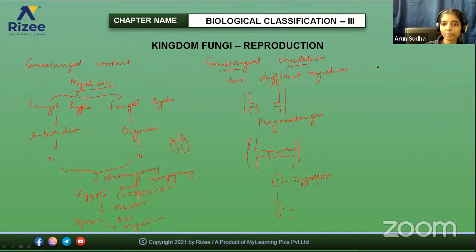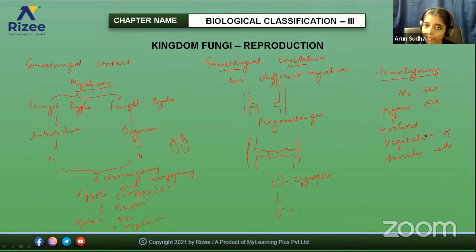And there is another type that is called somatogamy. In the case of somatogamy, no sex organs are involved. But what happens here? Here only the vegetative or somatic cells are involved in this type of somatogamy. So are you clear with this?